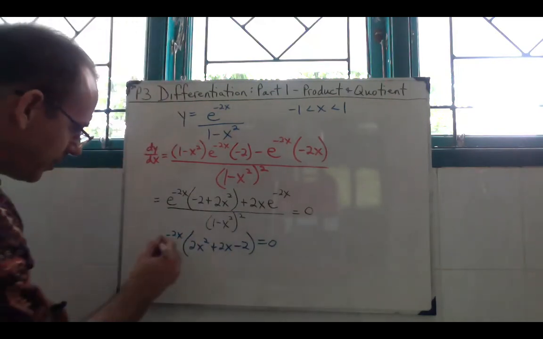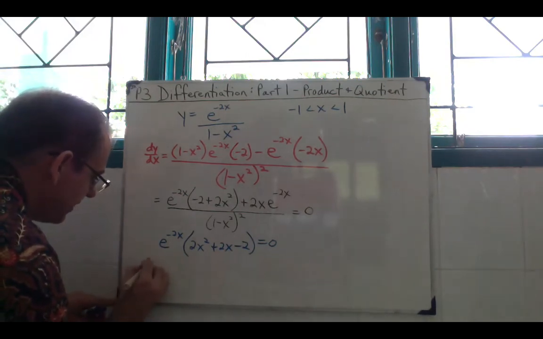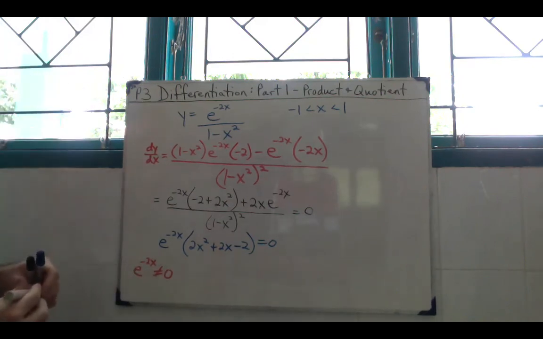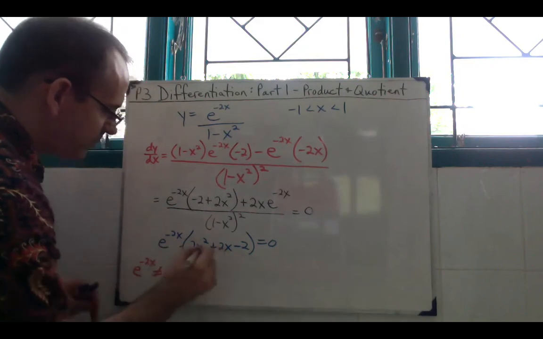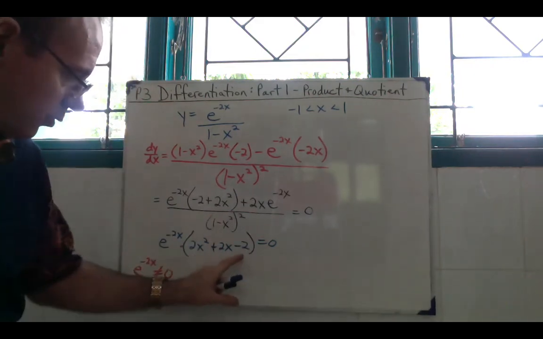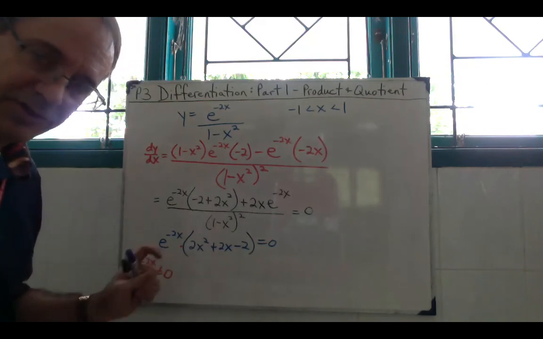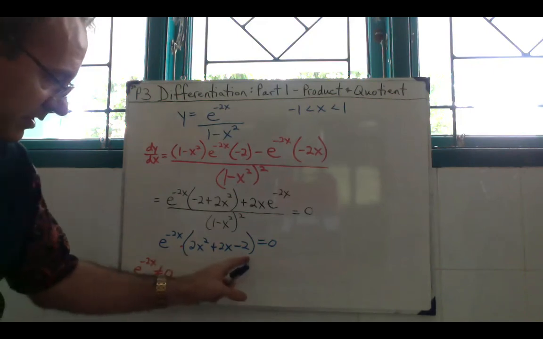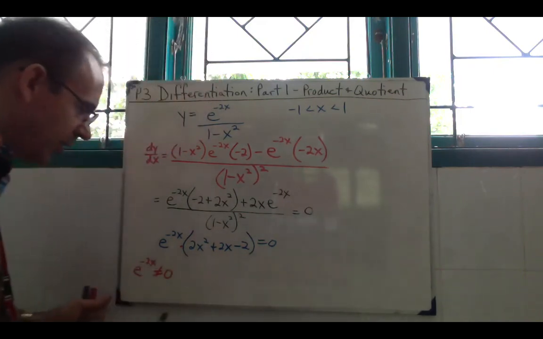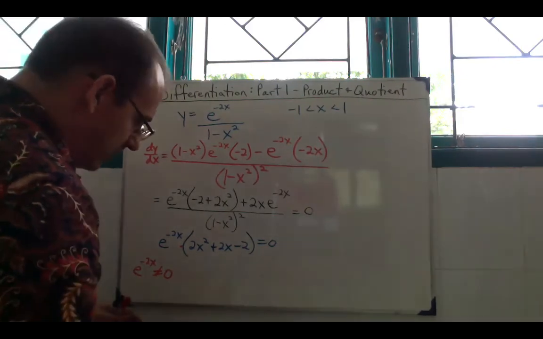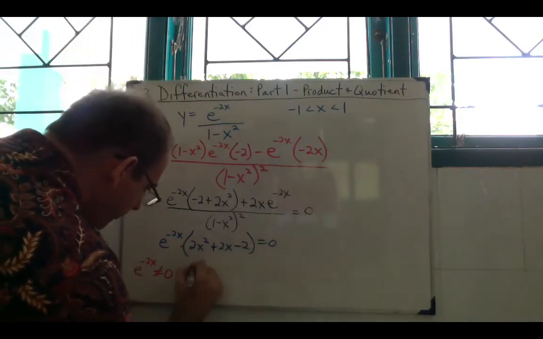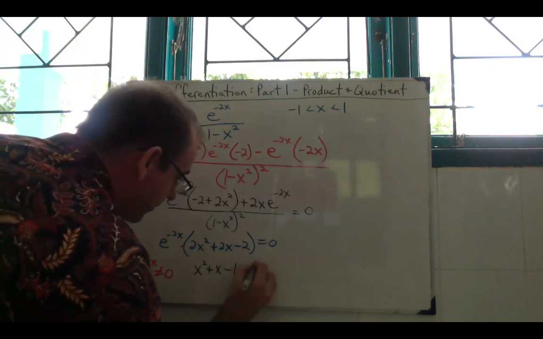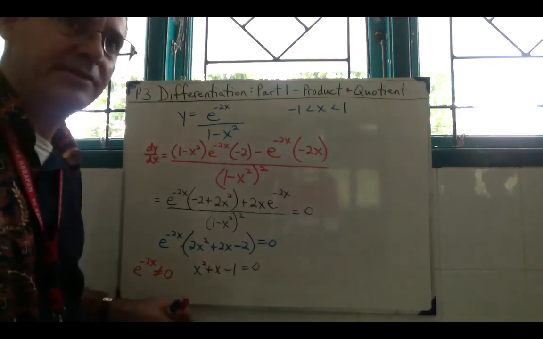So again, remember, an exponential cannot equal 0. So we can get rid of that one. We don't have to worry about that anymore because this is a product. If it's a product, then either this equals 0 or this one equals 0. So don't forget your zero product rule. This one cannot equal 0, which means this one does need to equal 0. We can also divide everything by 2, and the 2 will disappear into the 0. So we get x squared plus x minus 1 equals 0.